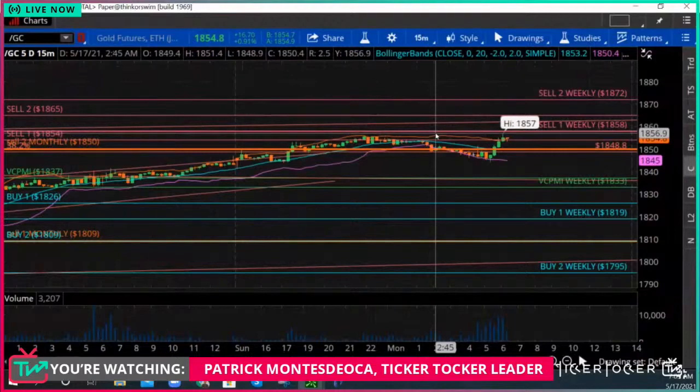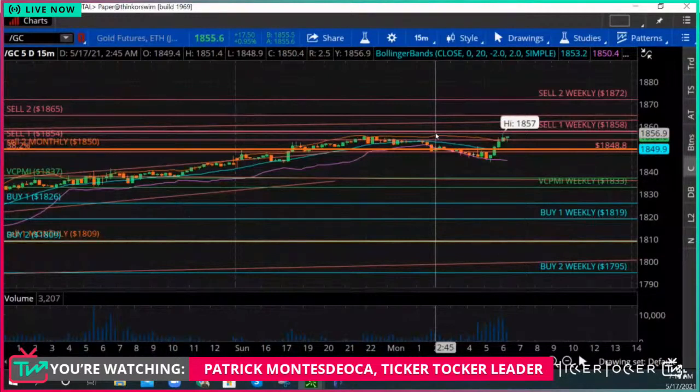What it's saying right here is that even though the price has reached this level of 1854, it has the potential to reach 1858, 1865, and all the way up to 1872. The difference is that mathematically, the probabilities now are very low. It's entering an extremely overbought condition in most technical terms.